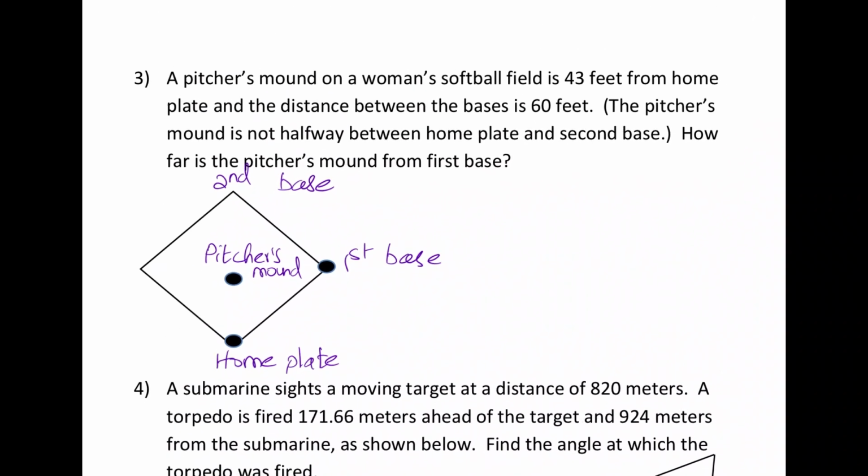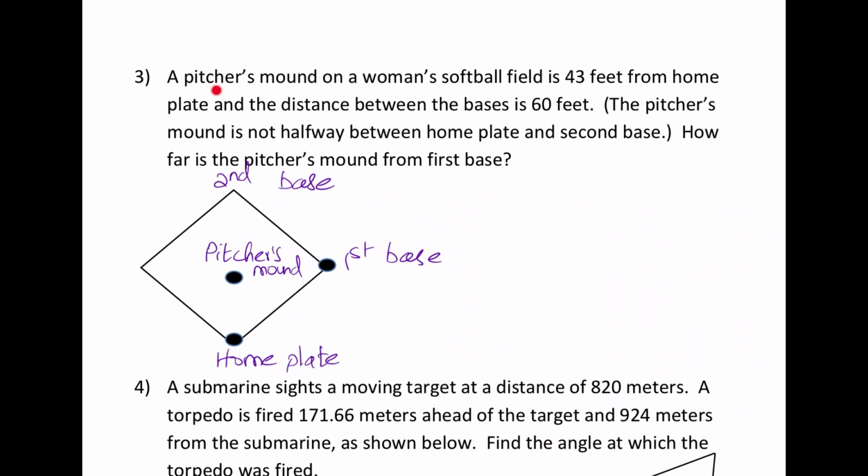Now let's take a look at what's given in the problem. They're telling us that the pitcher's mound on a women's softball field is 43 feet from home plate. So from here to here, this distance is 43 feet. And then the distance between the bases is 60 feet. That would be these distances all the way around. So those are 60 feet each.